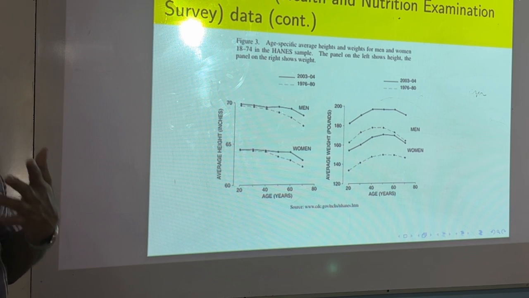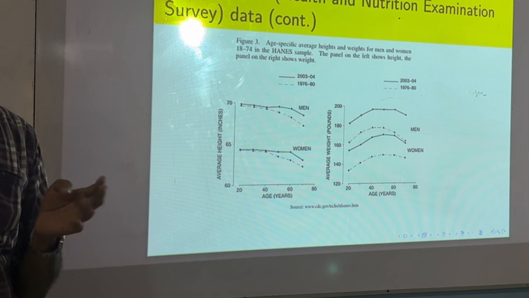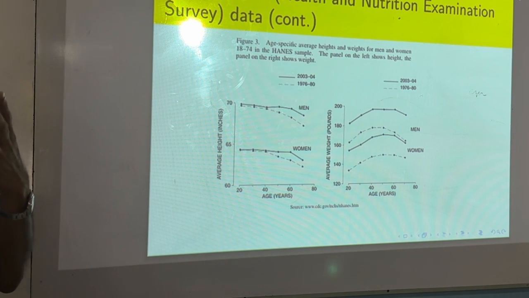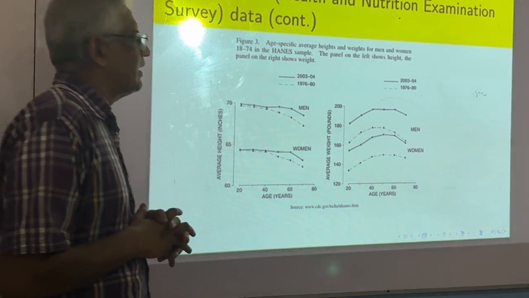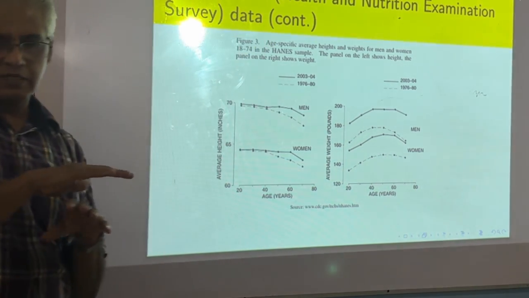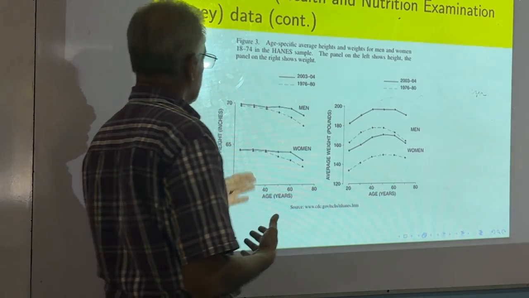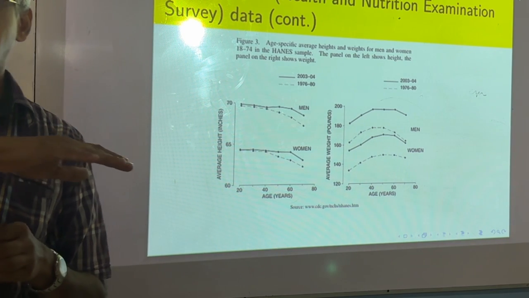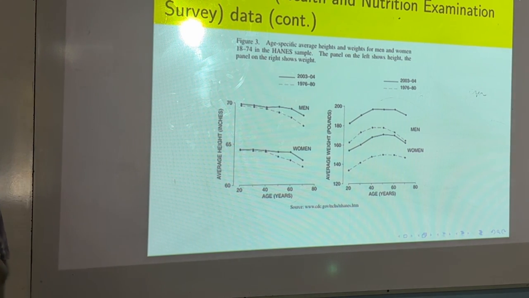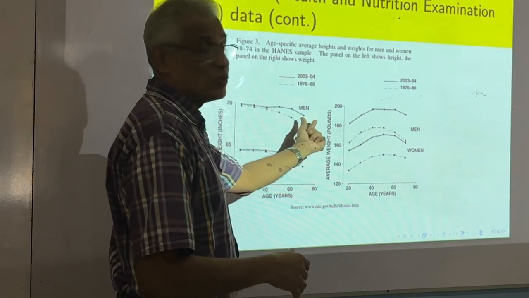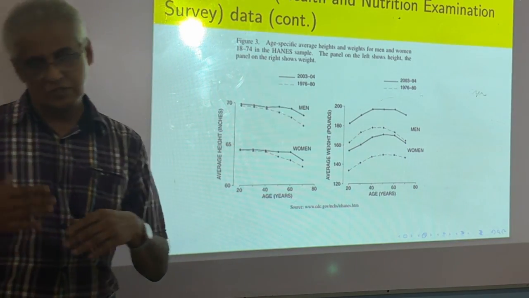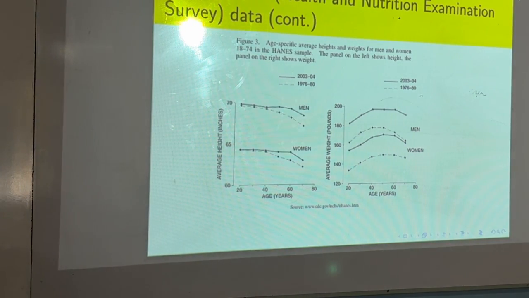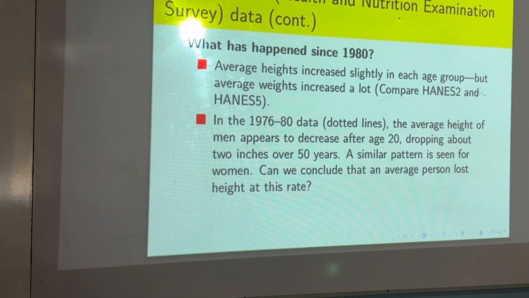So what the book wants to explain is that this is cross-sectional data, and therefore you should be careful when interpreting it, remembering that these are not the same people. If you explain it as height decreasing when people get old, that is not the correct explanation. So here I have written down some explanation given in the book. Average heights increase slightly in each group.